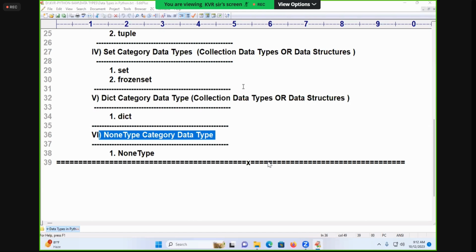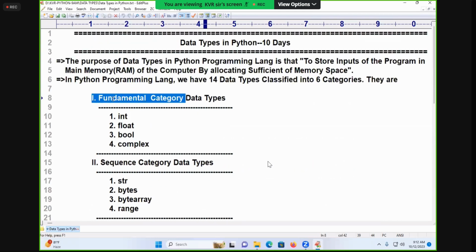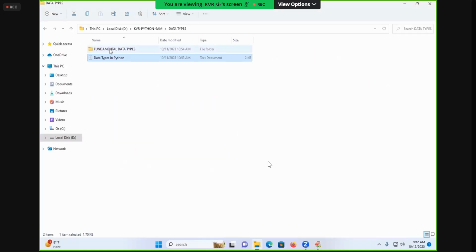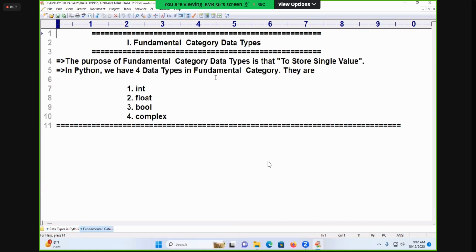Now coming to the point back, fundamental data types we already started with. Fundamental category data types. The purpose is to store what? A single value. How many data types are in the fundamental category? 4: int, float, bool, complex. Last class we already completed the int type.